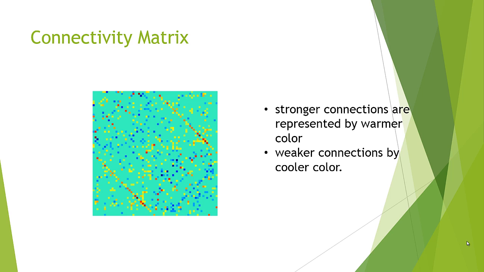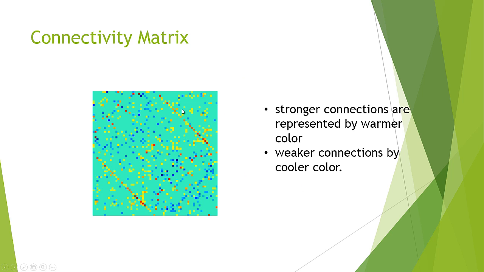The connectivity matrix is the foundation of this network science approach, because using this matrix you can get information about which part of the brain is connected to which part of the brain. In this slide, I have shown a sample connectivity matrix, in which the red and darker dots are stronger connections, and the weaker connections are represented by cooler colors.